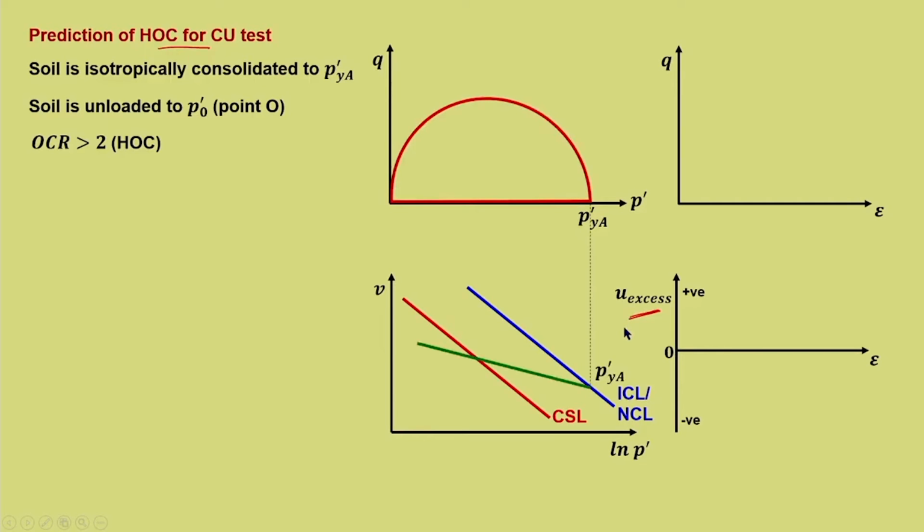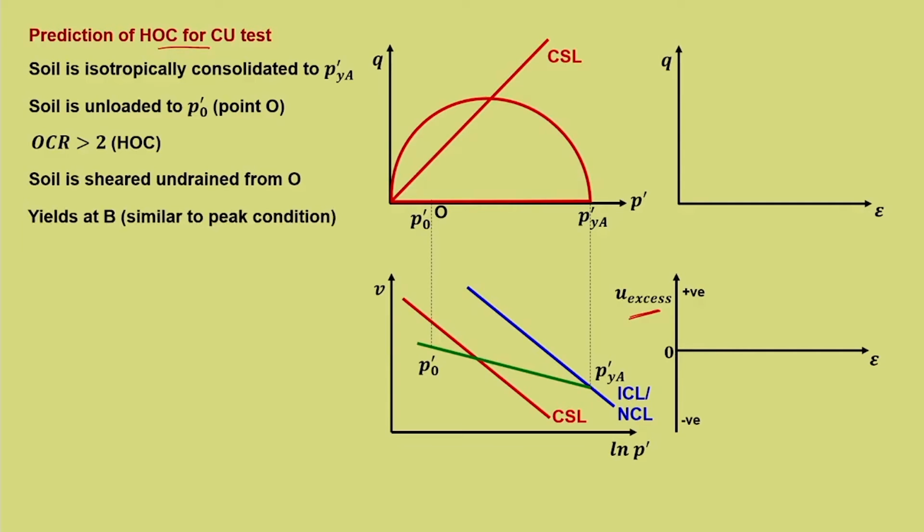Same yield curve, everything remains same, loading unloading curve, P naught dash the point O, the initial point, critical state line. Now, yields at B similar to peak condition. Now, only difference is the slope of the curve, that is 3 divided by 1 minus 3a, we know that it is vertical. So, OB, P naught dash from O to B is the yielding. So, here B and P naught dash is at the same point.